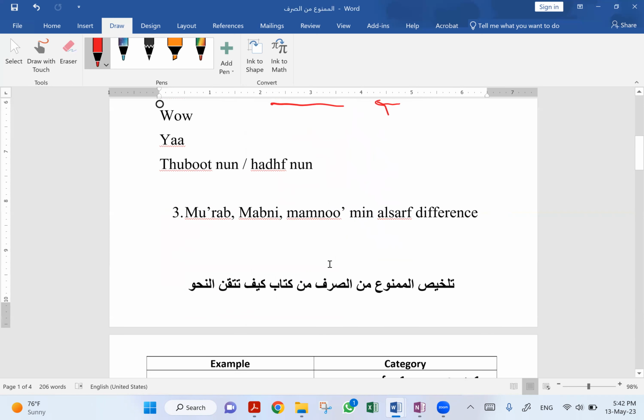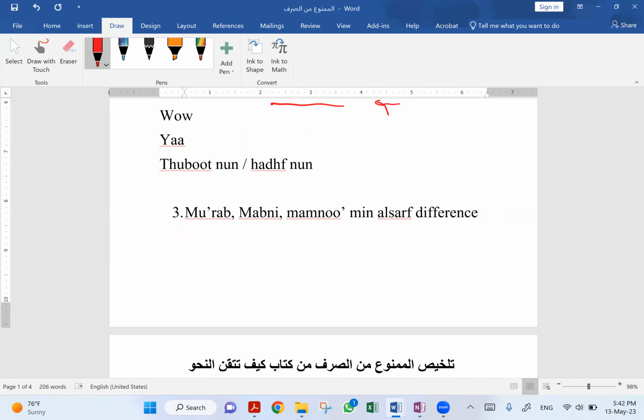Now we come to this part where we talk about معرب, مبني, and ممنوع من الصرف. معرب basically means it takes all the حركات. All these حركات, فتحتين, كسرتين, ضمتين, all these حركات it takes. That's what معرب basically means. It takes all the حركات. It doesn't choose. Then you have مبني. مبني, we know مبني. It doesn't change. The ending does not change.